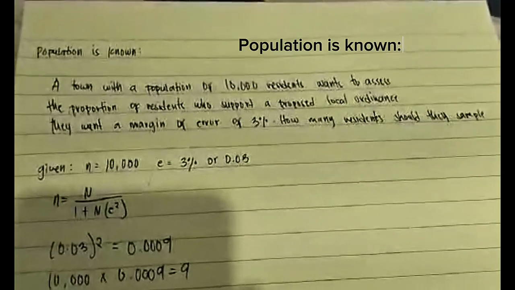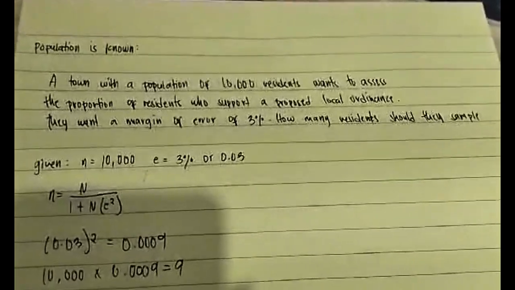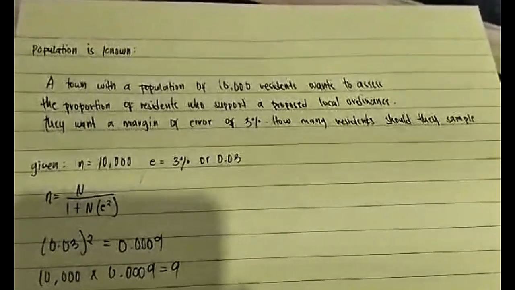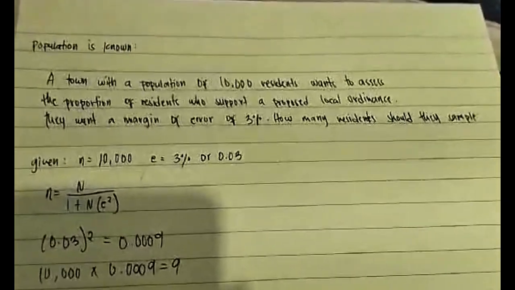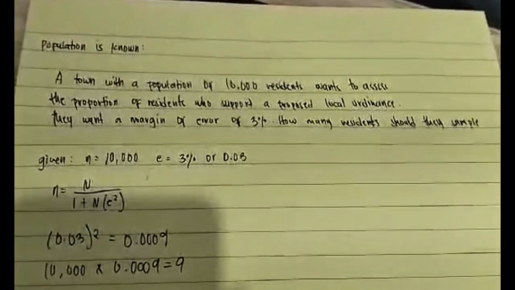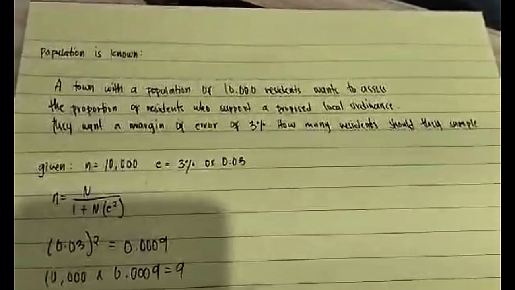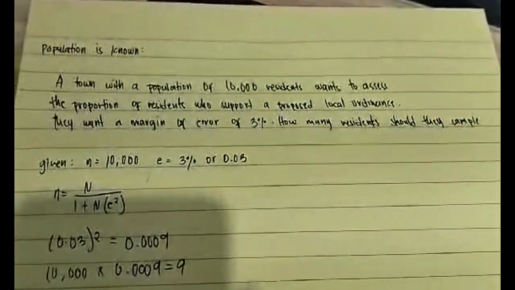Population is known. A town with a population of 10,000 residents wants to assess the proportion of residents who support a proposed local ordinance. They want a margin of error of 3%. How many residents should they sample? Given: N is the population, 10,000. E is the margin of error, 3% or 0.03.